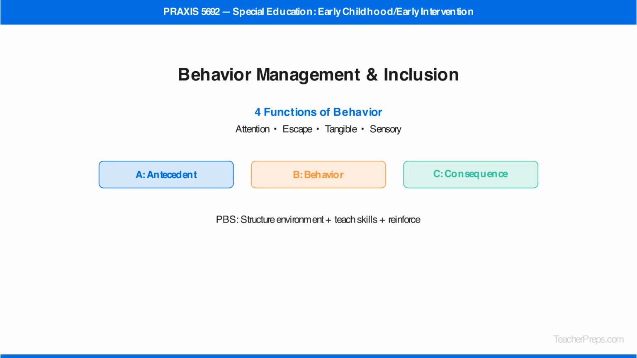Positive behavior supports are proactive: structure the environment, teach social skills, and reinforce desired behaviors. Peer models and cooperative clusters help children with disabilities learn social skills through observational learning. Augmentative and alternative communication, or AAC, supports children with limited verbal ability through picture exchange systems or speech-generating devices.